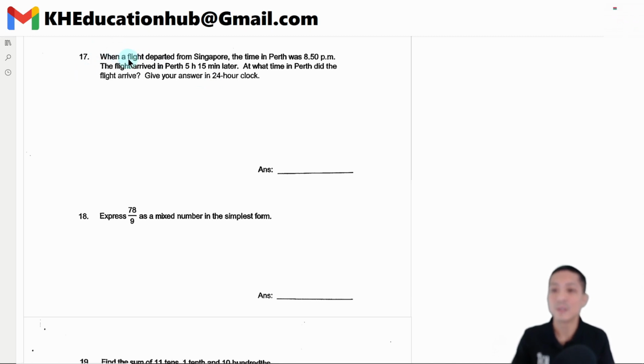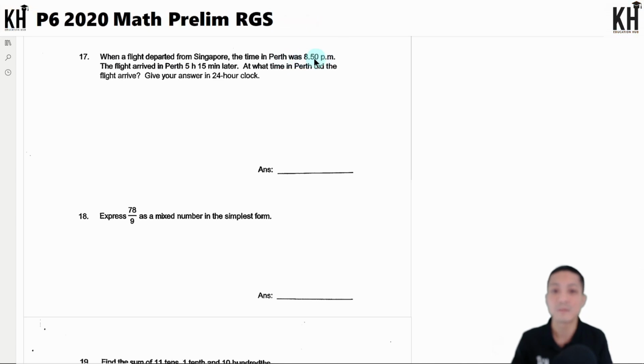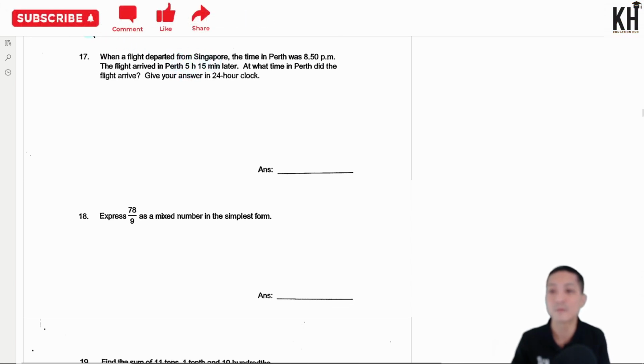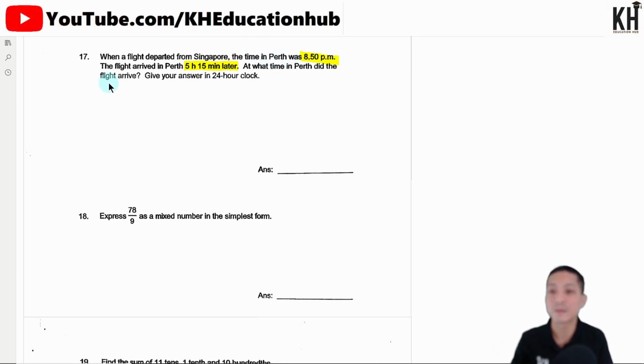Okay, question 17. When the flight departed from Singapore, the time in Perth was 8:50 p.m. The flight arrived in Perth 5 hours and 15 minutes later. Let me use the highlighter. At what time in Perth did the flight arrive? Give your answers in the 24-hour clock.